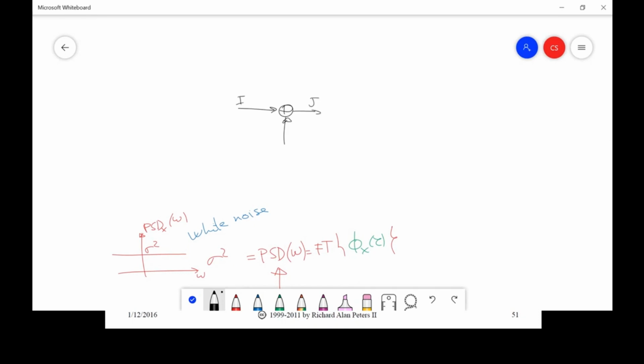J is I plus N. This is the clean image, this is the noise image. What about the power spectrum? The power spectrum of J will be the power spectrum of I plus the power spectrum of N.